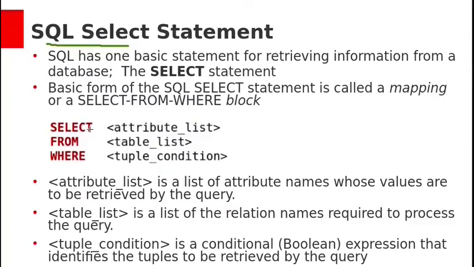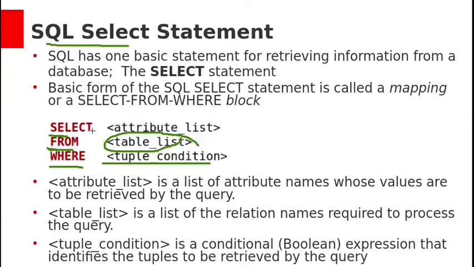It has three basic clauses: select clause, from clause and where clause. Here attribute list is the list of attributes we want to include in the result. This from clause identifies relations or tables to process query. So we need to specify table list here. This where clause might combine relations if more than one relation is required for processing query, and it will also filter rows. So we need to add the tuple condition for filtering rows and joining the tables.